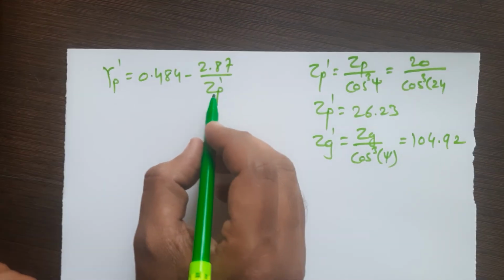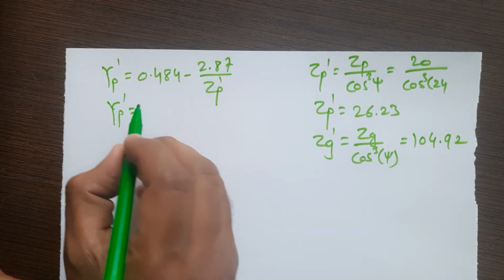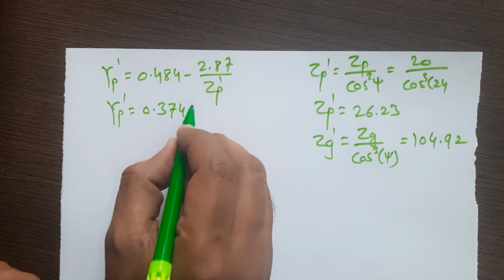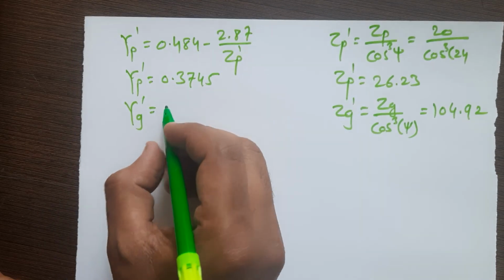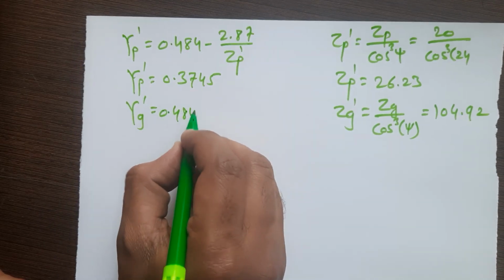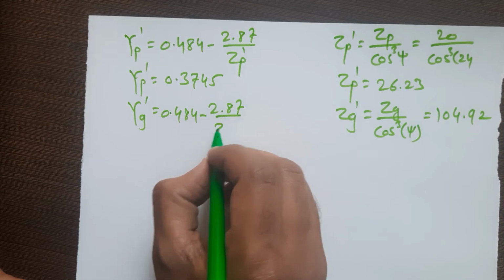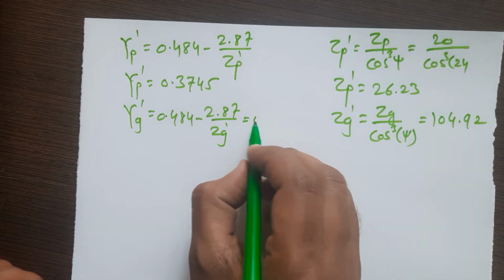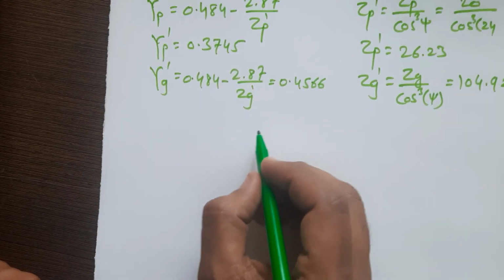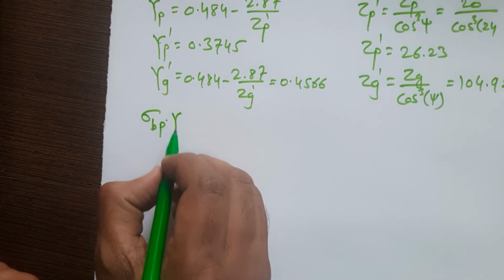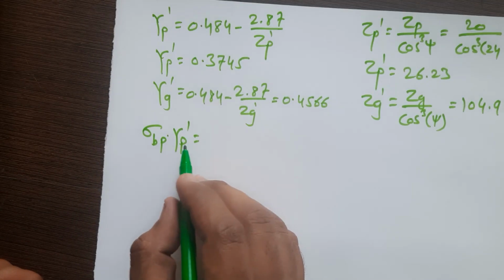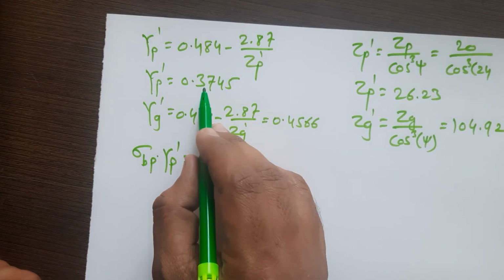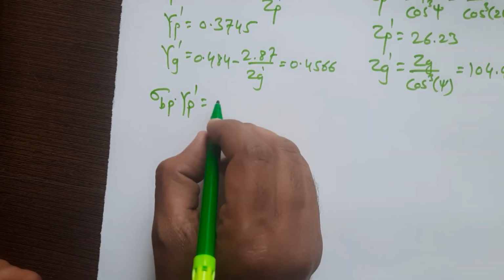So here if you substitute the value of Zp dash, you will get Yp dash. Your Yp dash will be 0.3745. Similarly we have to calculate Yg dash. Yg dash is equal to 0.484 minus 2.87 divided by Zg dash. If you substitute the value of Zg dash, you will get Yg dash as 0.4566. Then you have to calculate sigma BP into Yp dash. Sigma BP is 152 and Yp dash is 0.3745.